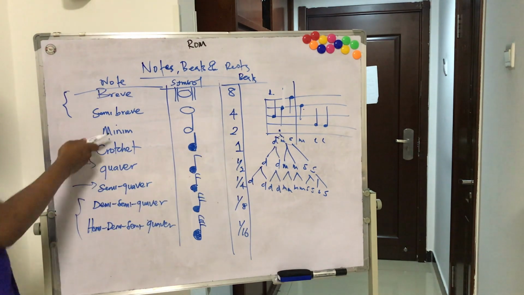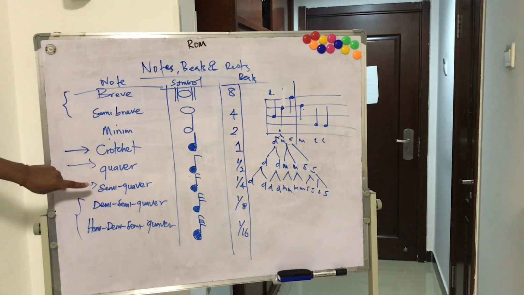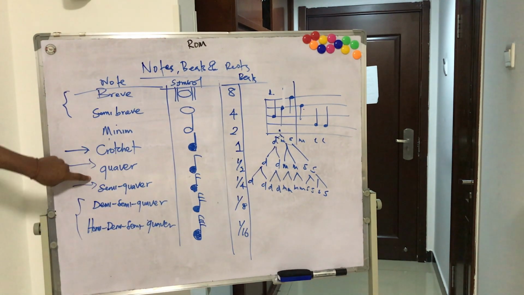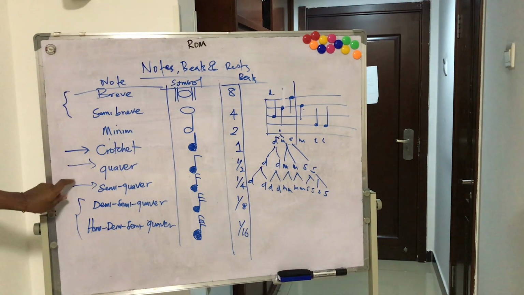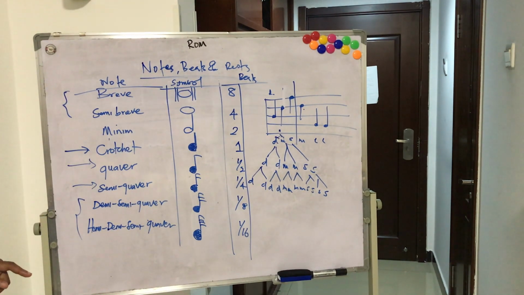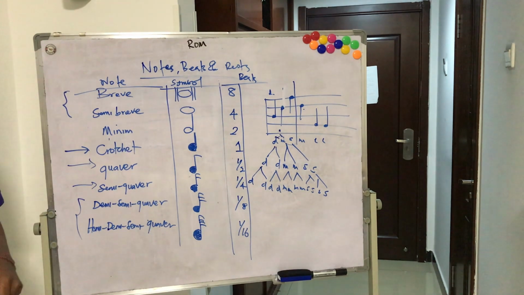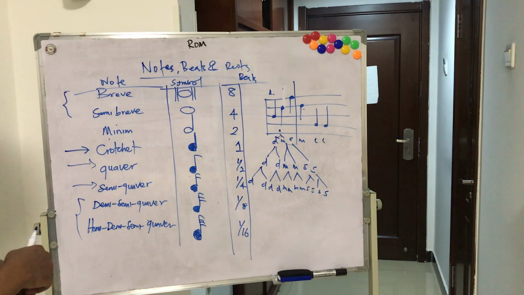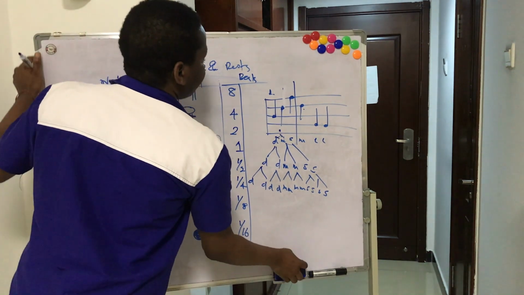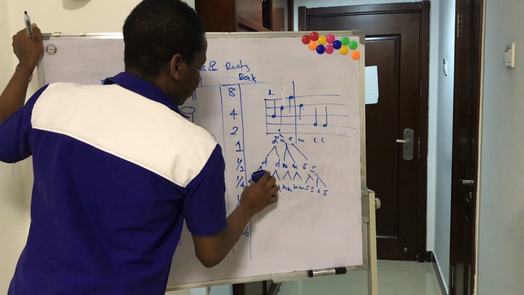You can sing 4 of this in this, and 8 of this in this, right? 8 semiquavers in a minim. Is that right? Yes, 8 semiquavers. Crotchet is 4. Okay, good. Now, let's look at the rests.